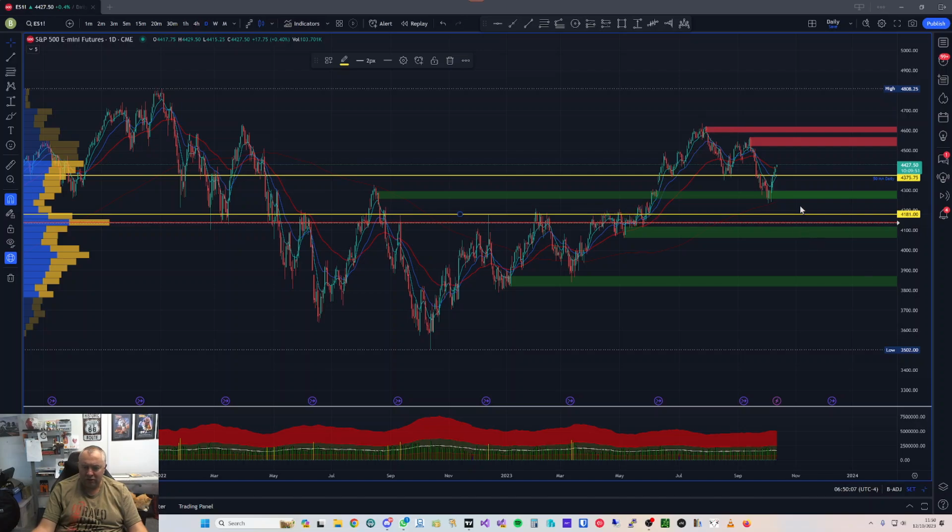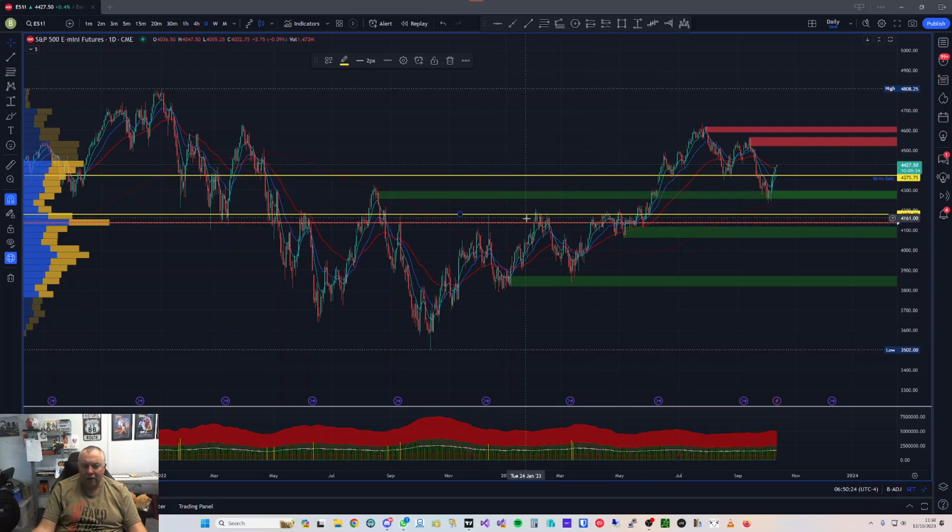So that's an area of significance, and it's been very significant over the last few months since 2022, so we'll keep an eye on that. So that's why it's a daily support area. And there's probably a few other areas we can look at as well.